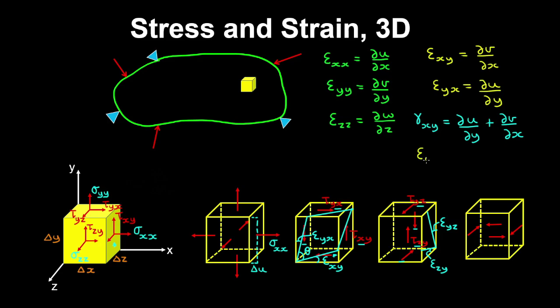So the shear strain yz is the change in a displacement in the z direction as we move along the y direction. And epsilon zy is the partial derivative of v, being the vertical displacement, as we move along the z direction. So therefore the shear strain in the yz plane is the sum of these two strains.